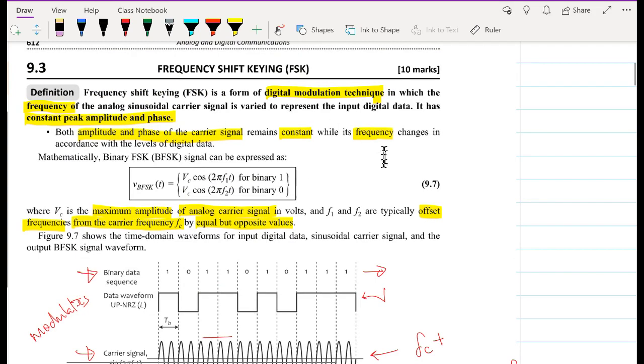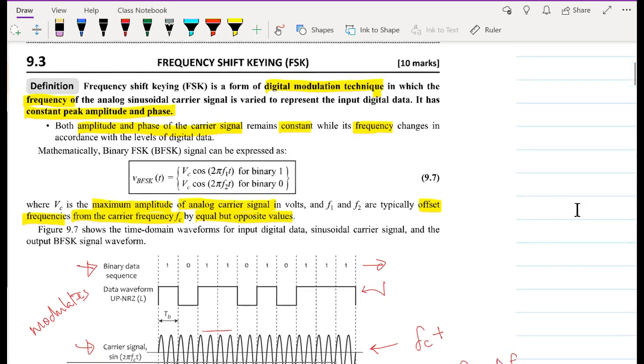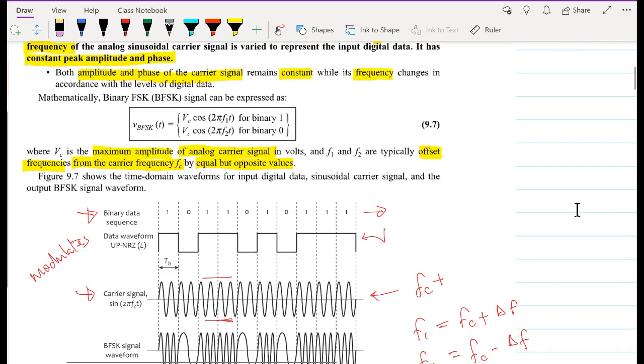Now, going through these notes, we say that the peak amplitude and the phase remain constant, whereas the frequency changes in accordance with the levels of the digital data, as we have just illustrated. Mathematically, we can represent the BFSK signal as the equivalent of two signals, one that represents the 1 and another one that represents the binary 0.